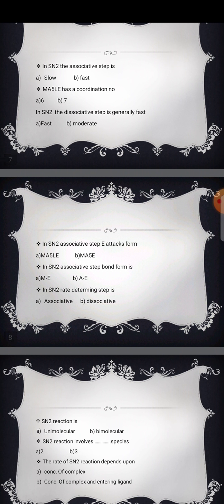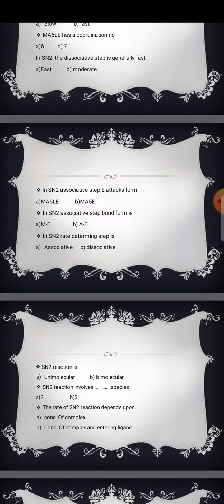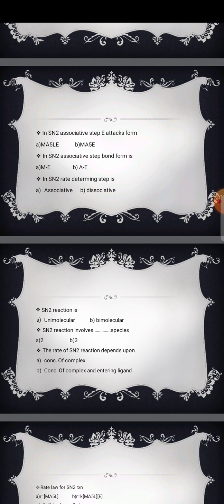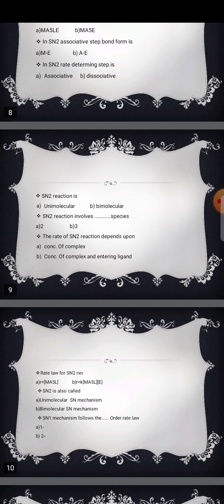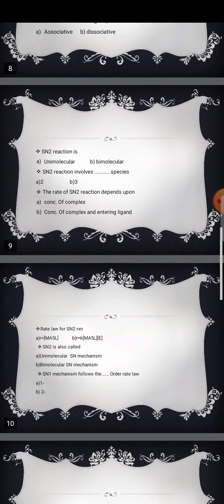SN2 reaction is unimolecular or bimolecular? It is bimolecular. SN2 reaction involves dash species, 2 or 3? It will be 2. The rate of SN2 reaction depends upon concentration of complex and entering ligand. Answer will be B. Rate law for SN2 reaction: R = K[Ma5L][E]. Rate will be B. SN2 reaction is also called unimolecular SN mechanism or bimolecular SN mechanism? So it will be bimolecular SN mechanism.